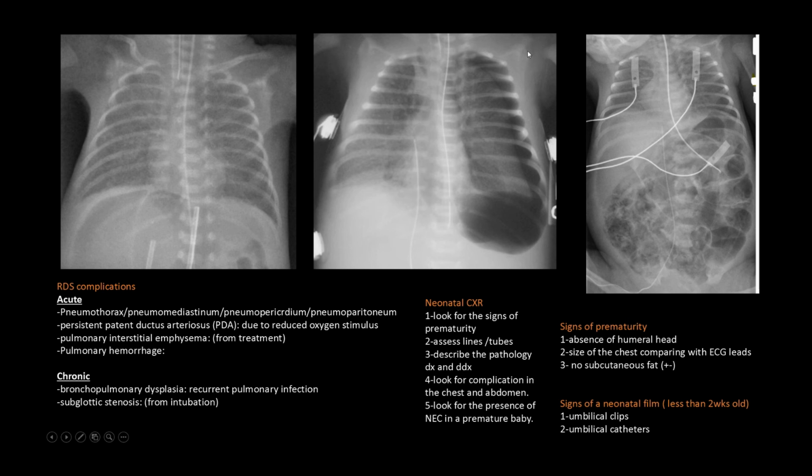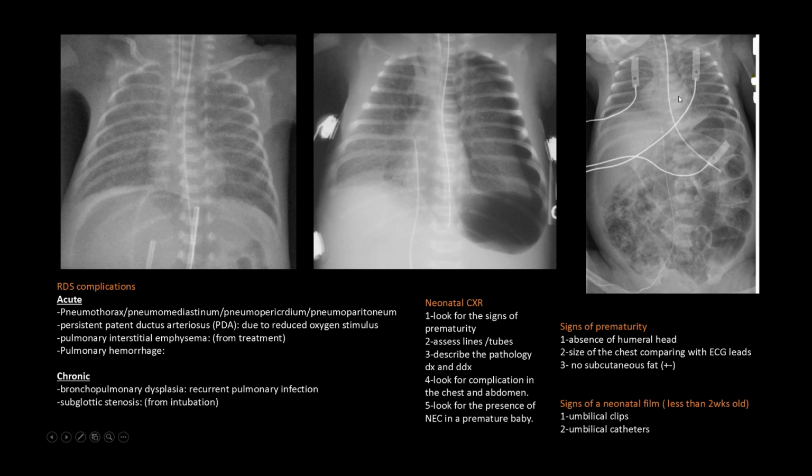There is a sign of prematurity, no humeral heads. There is a tiny chest, small lungs, bilateral diffuse granularity. There are also some linear lucencies. So this could be a sign of pulmonary interstitial emphysema, and air leak to the left pleural space. We can see that the mediastinum is shifted to the right side. There is a depressed left hemidiaphragm. So this is a case of RDS starting to develop pulmonary interstitial emphysema and tension left pneumothorax.